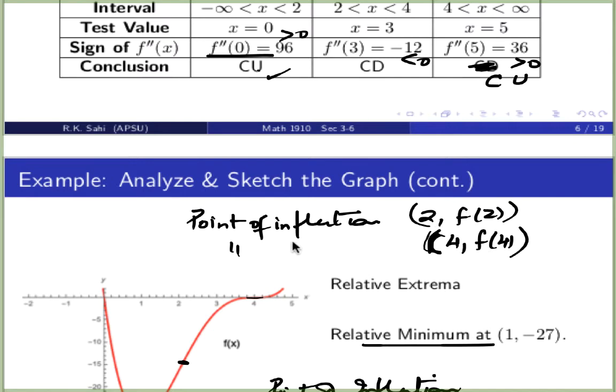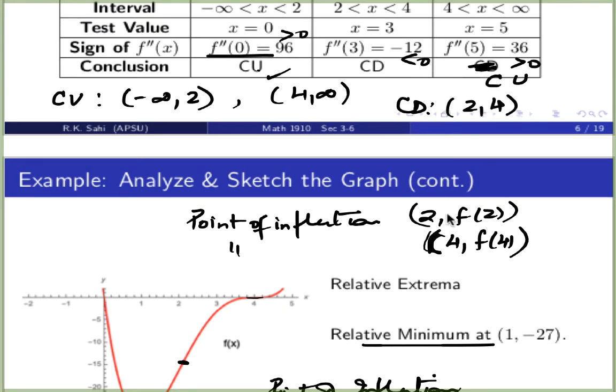Okay. So also, I forgot last time to talk about the intervals. Concave up is from negative infinity to 2. You see, this is concave up. And then from 4 to infinity, this is where it goes. And concave down is from 2 to 4.